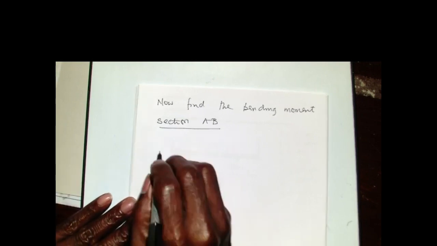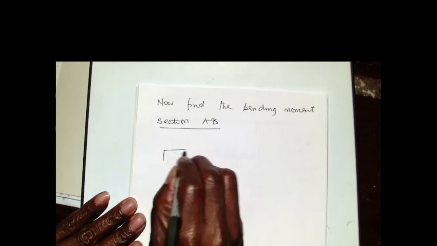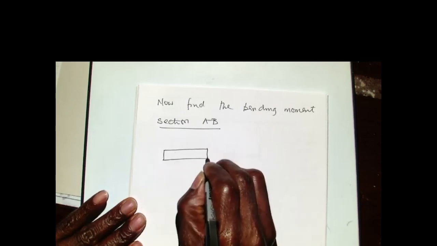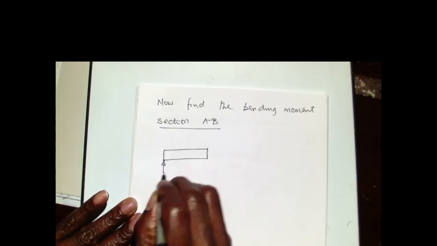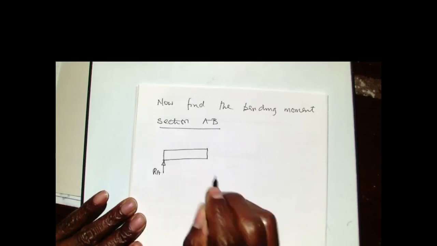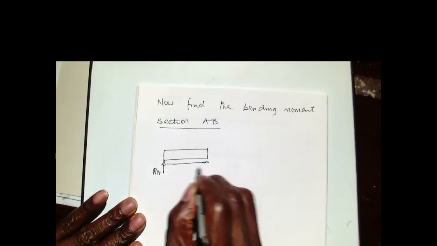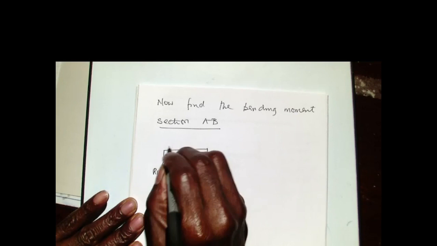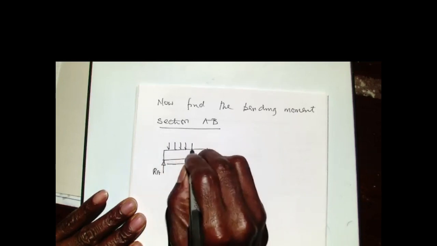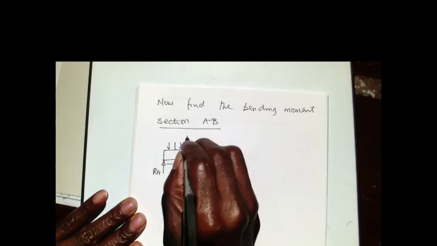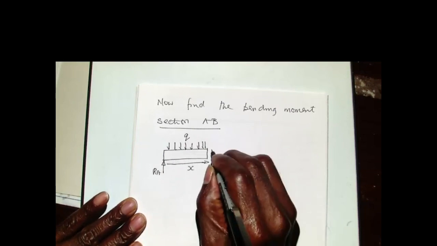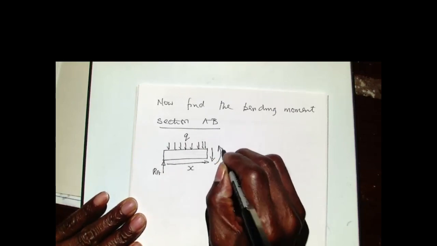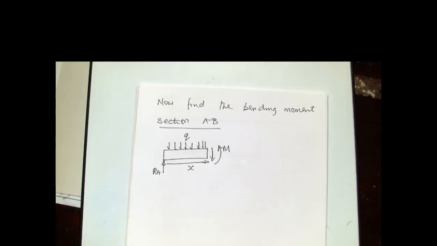So I'm going to draw my free body diagram of the beam at any arbitrary distance, x. This is my RA at the end. My x is up to there. I have my uniformly distributed load acting on that section, which is Q. We will have a shear force. We will have a bending moment M. So M is the one that we want to find. So that's my free body diagram.